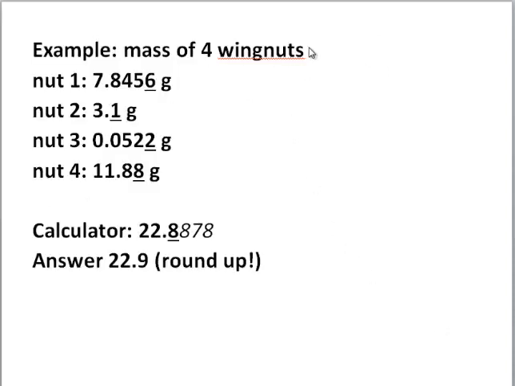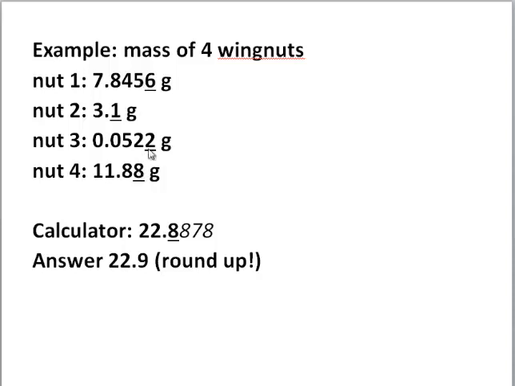So for example, consider the mass of 4 wing nuts weighed on 4 different scales. Here is the mass of nut 1, 7.8456, nut 2, 3.1, nut 3, and nut 4. In each number, I have underlined the uncertain digit. This is the most precise number because the uncertainty is in the 10,000ths place. This number is uncertain in the 10ths place. This number is uncertain in the 10,000ths place. And this number is uncertain in the 100ths place.